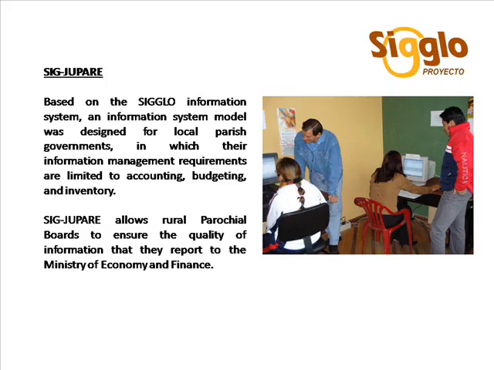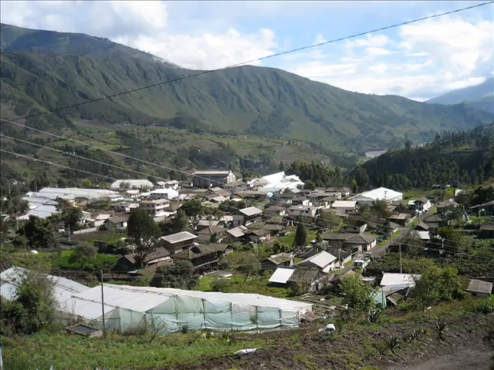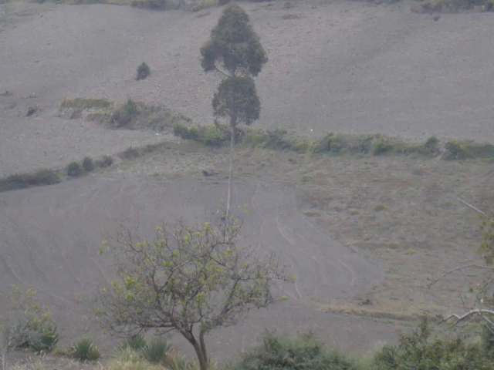Sijupare, based on the Siglo Information System, is an information system model designed for local parish governments, in which their information management requirements are limited to accounting, budgeting, and inventory. Sijupare allows rural parochial boards to ensure the quality of information that they report to the Ministry of Economy and Finance. Sijupare is implemented in several communities seriously affected by the continued eruptions of the Tungurahua volcano.